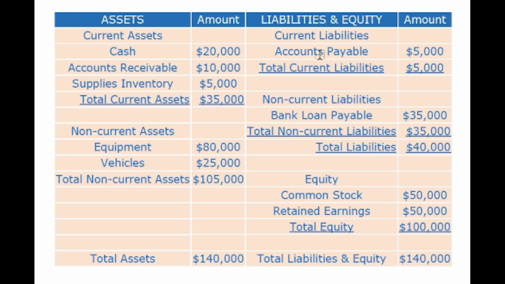So you can see the liabilities and equity part here. The current liabilities, one is accounts payable. In the non-current liabilities, bank loan payable. So the total liability is 40,000 in this case. When it comes to equity, there are common stock and retained earnings. So the total liabilities and equity is 100,000 plus 40,000. You can see the total assets always match the total liabilities and equity.